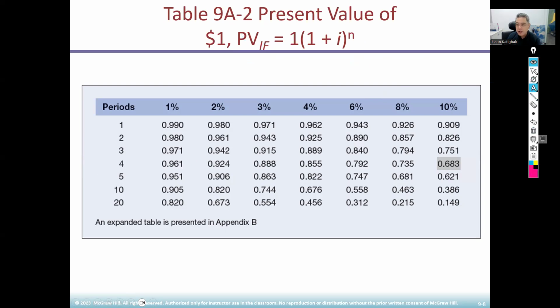The way that we look at it, I have it in 4 years, period, right? So I'm going to focus on here, and then I'll look for 10 years, 10%, which is my interest, the I. And then the cross section between the two is actually my multiplier, right? So the multiplier is 1 over 1 plus I to the n power. Okay.